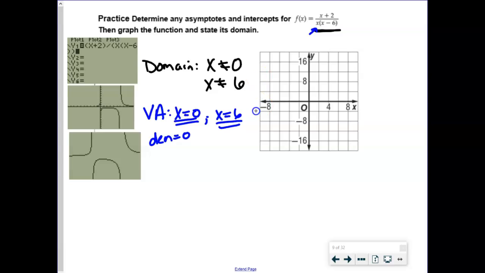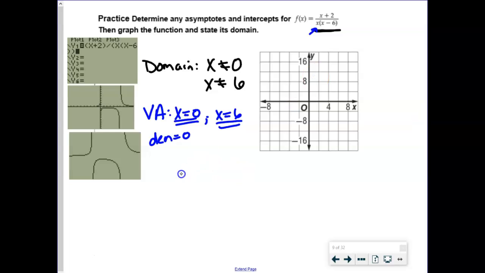And I think there's a bit of a misconception from kids when they look at this and they're like, oh, so domain and vertical asymptote are the same question? No. Every vertical asymptote will interrupt your domain, but we're going to find out in a minute there's other kinds of interruptions besides vertical asymptotes. All right, moving down my list.